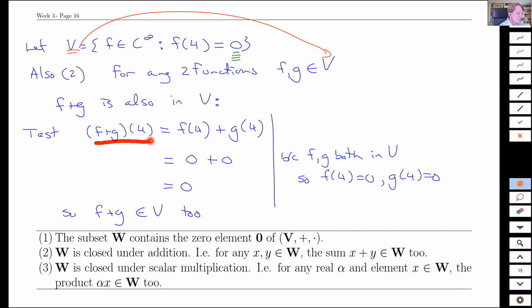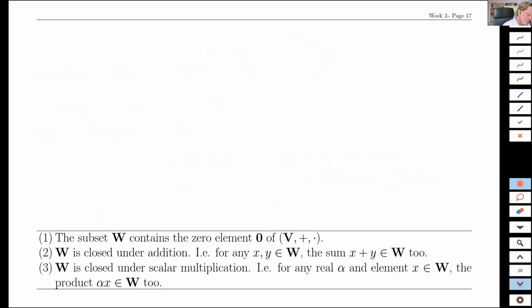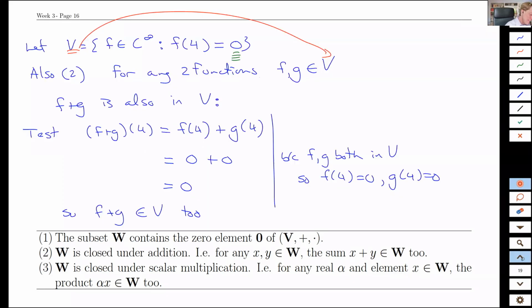And we made no restrictions on this at all. We just grabbed any two functions in this set, and we showed that when we added them together, we get something that also satisfies the same criteria. Let's go back to that. All right. Last but not least, we are going to show basically the same structure: that if we pick an element from our set and multiply it by any real number, we're also going to get an element in the set.